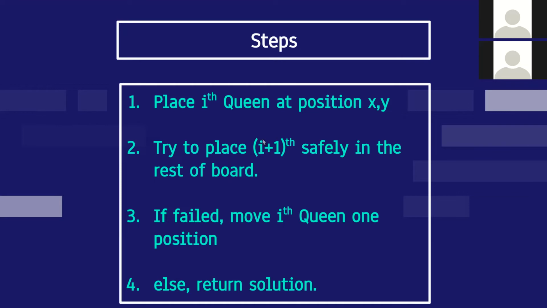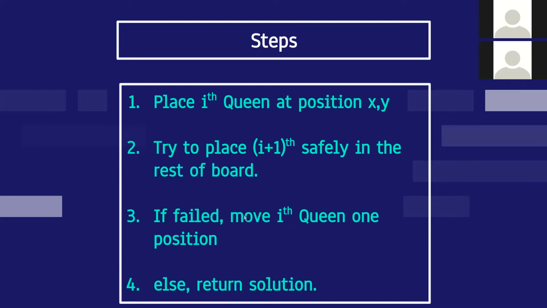Simply put, place the ith queen at position x, y and try to place the i plus 1th queen safely on the rest of the board anywhere. So I'll try to place q1 on x comma y, and q1 will tell q2 to go somewhere safe in the rest of the board. Q2 will do the same thing to q3, and q3 will do the same thing to q4.